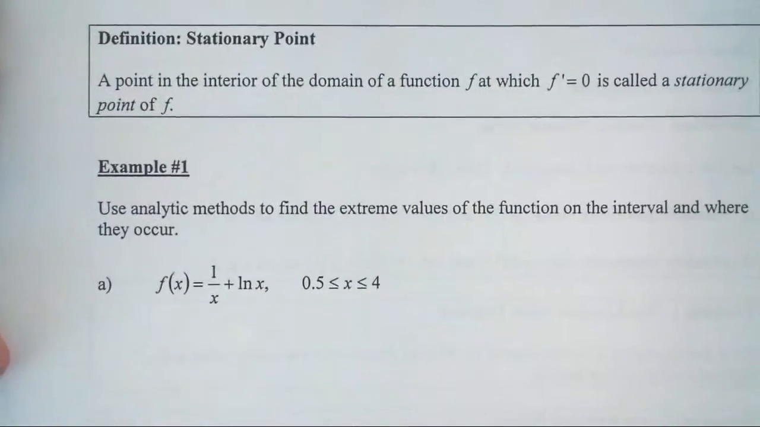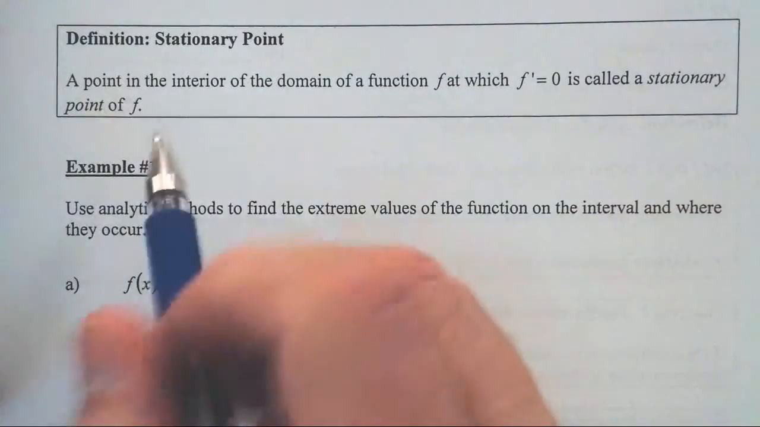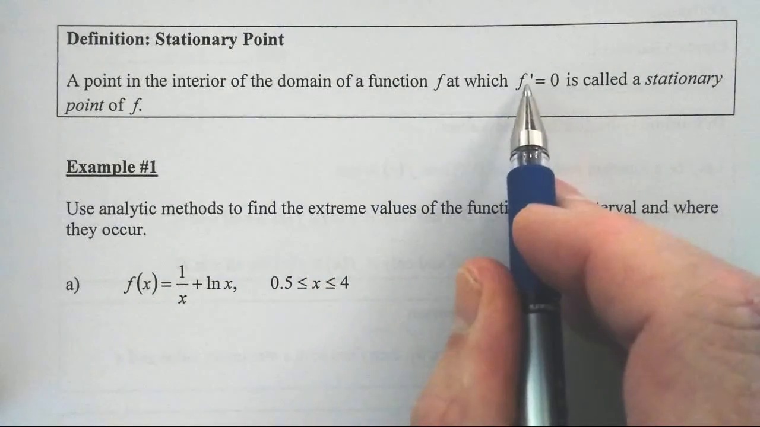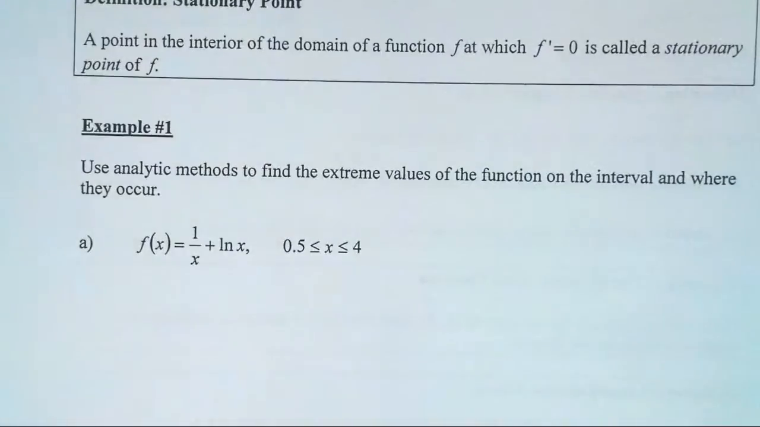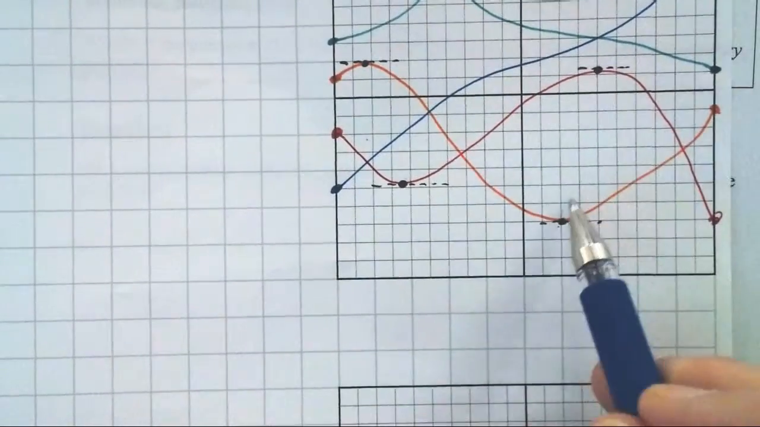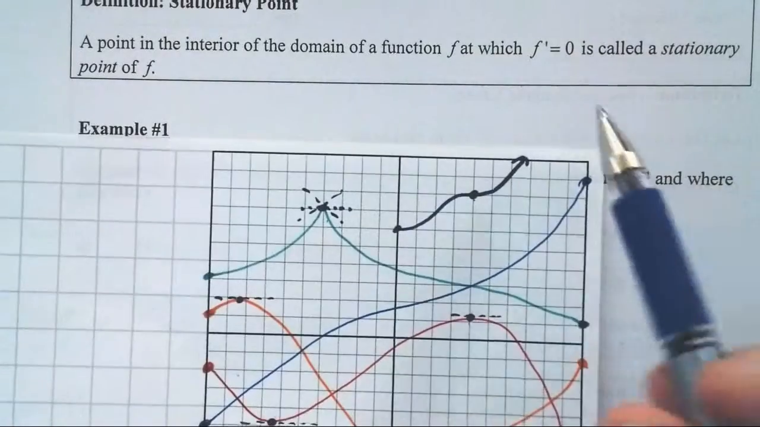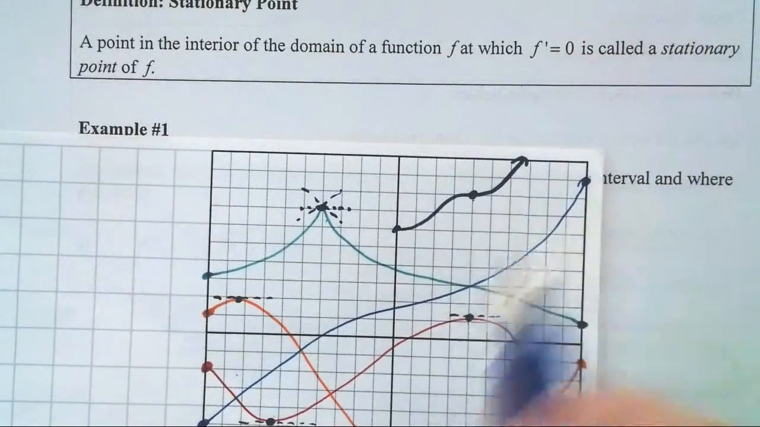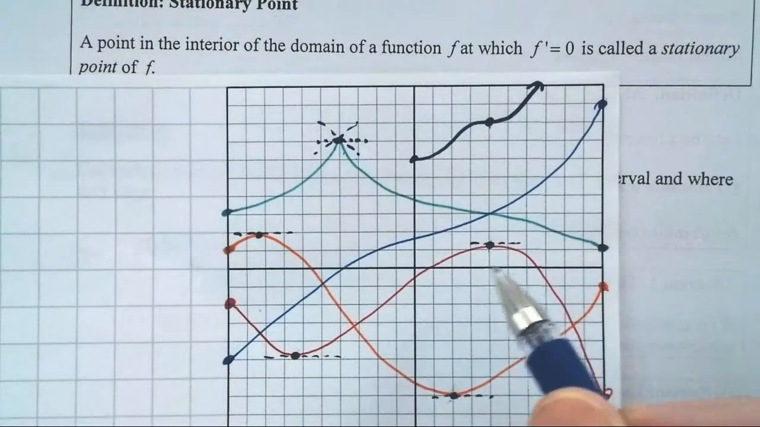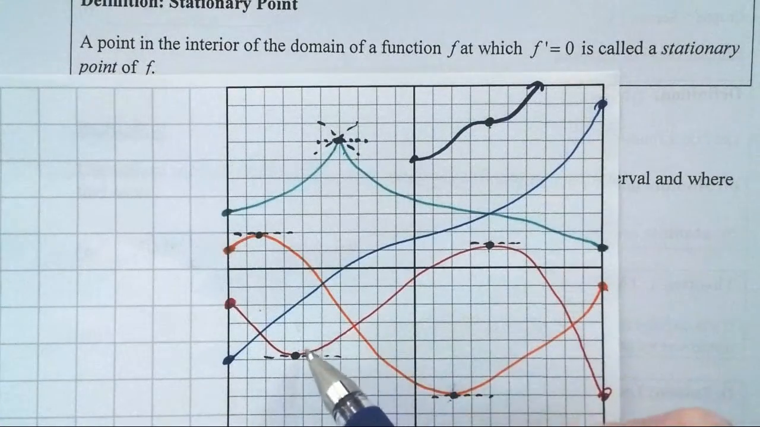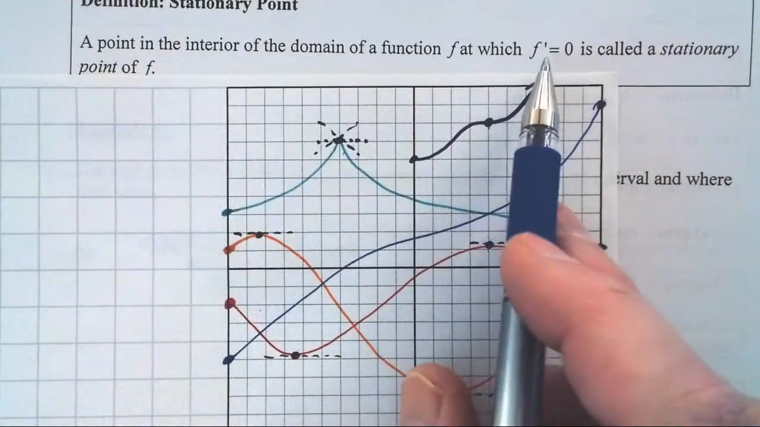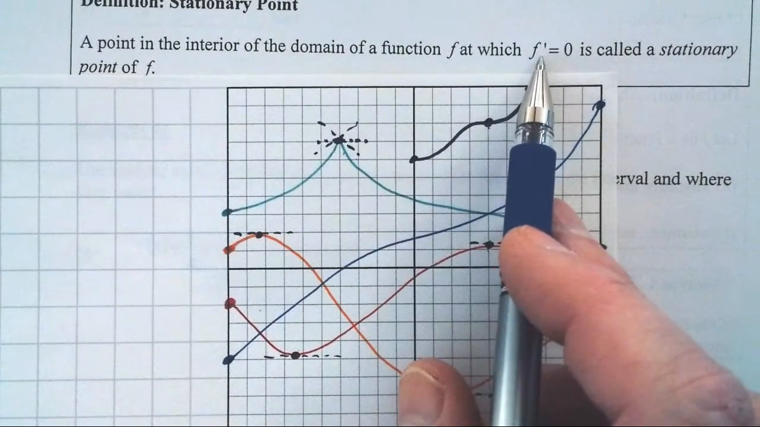And the definition of a stationary point is probably exactly what you would think. A point in the interior of the domain of f where f prime is 0 is called stationary. Where the derivative is 0, stationary. Oftentimes stationary points are maximums or minimums, but they don't have to be. So stationary points occur when the derivative is 0.